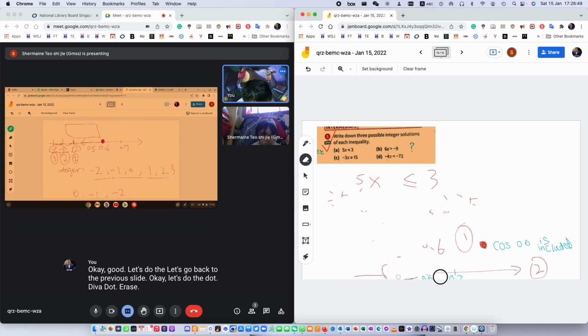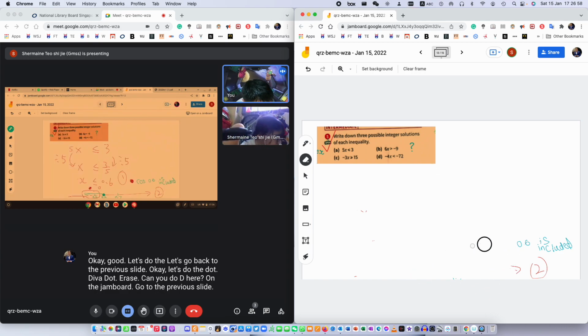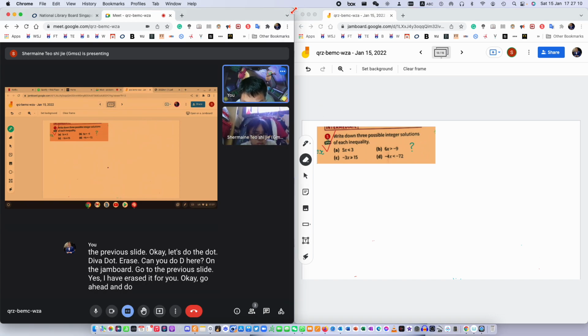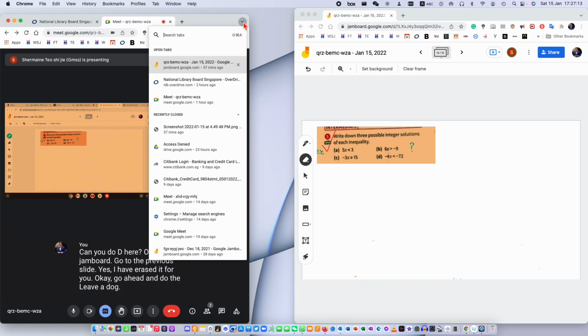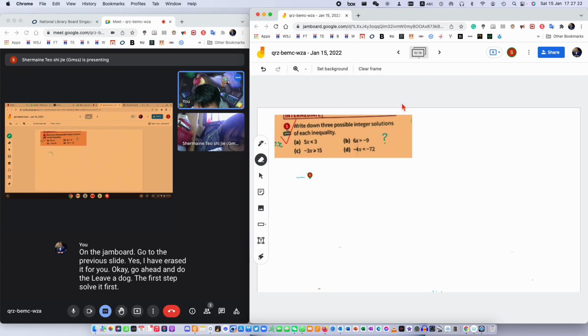Erase. Can you do D here on the Jamboard? Go to the previous slide. Yes, I have erased it for you. Okay, go ahead and do D. D for dog. The first step, solve it first. Write it smaller so that you have more space later on. Good.